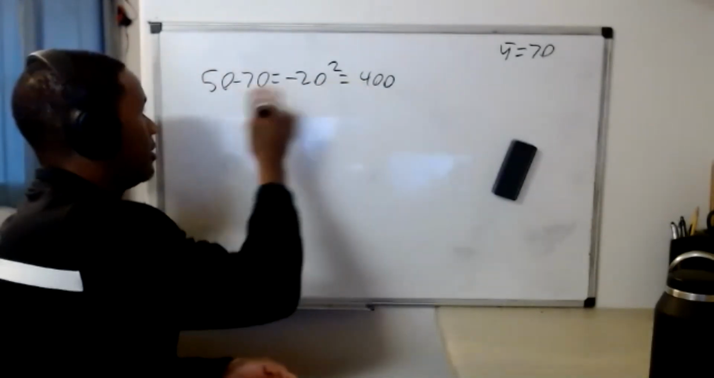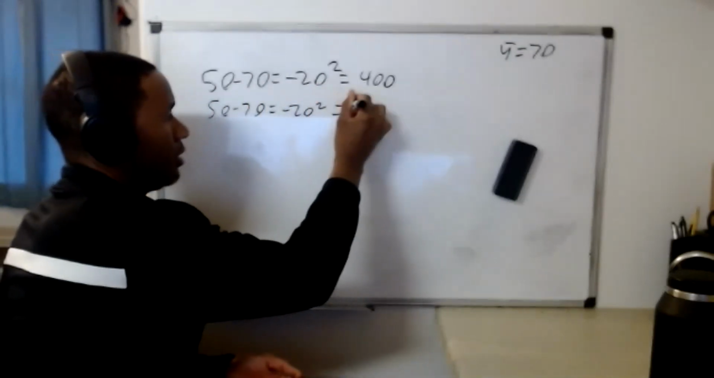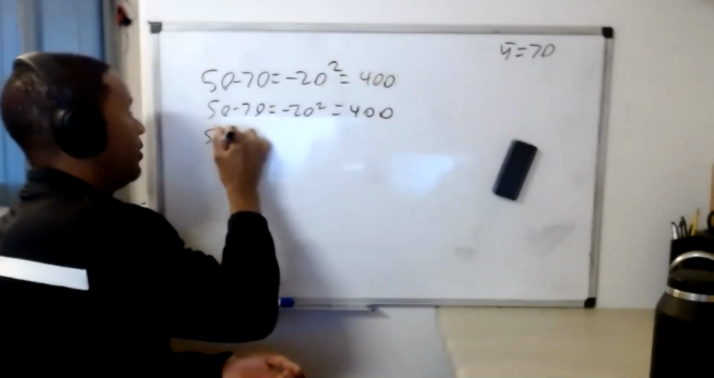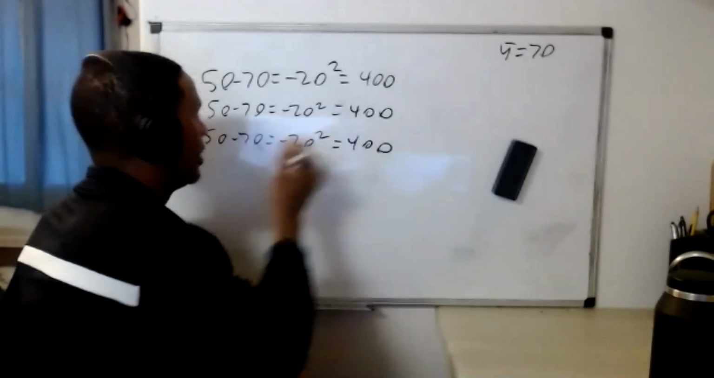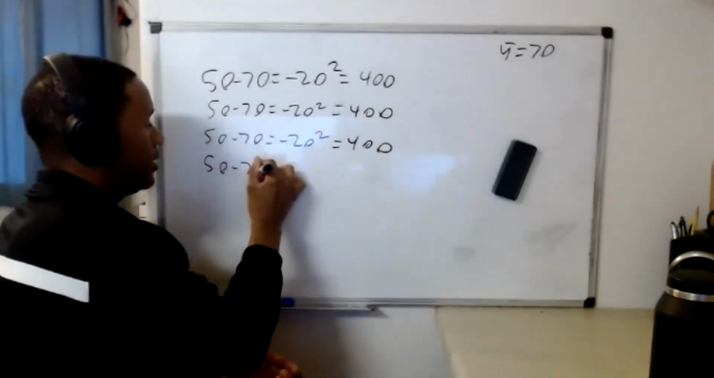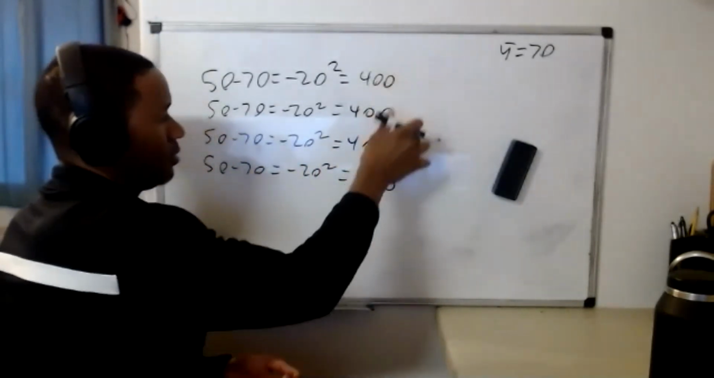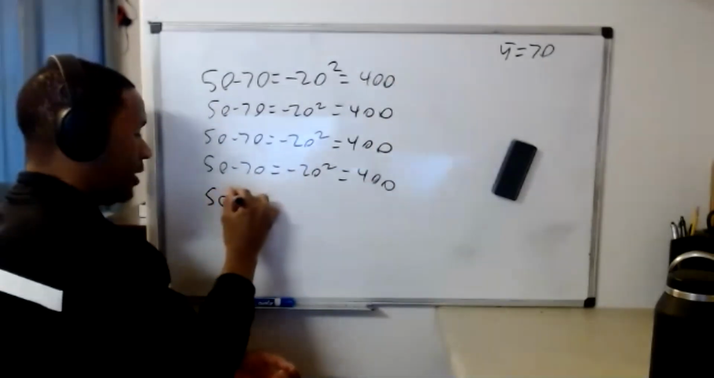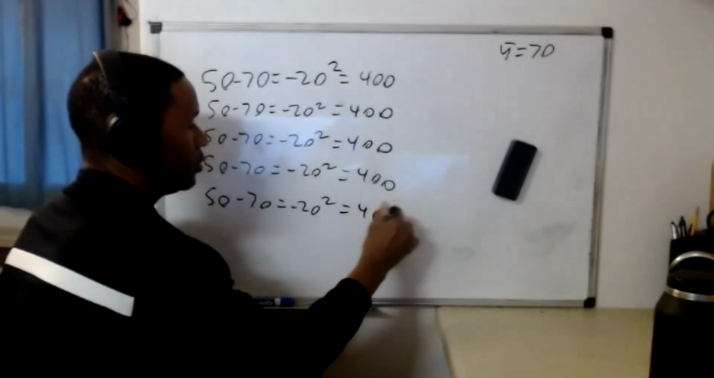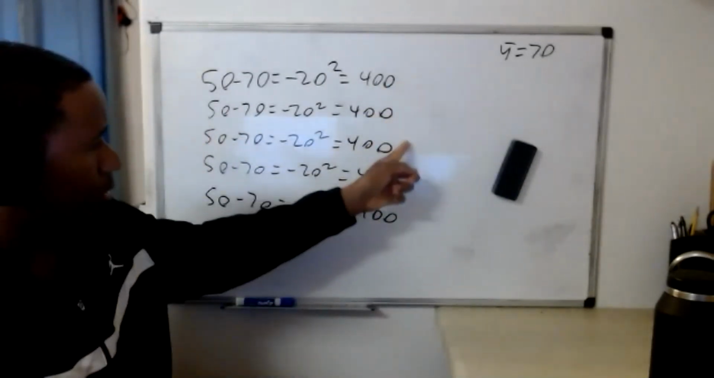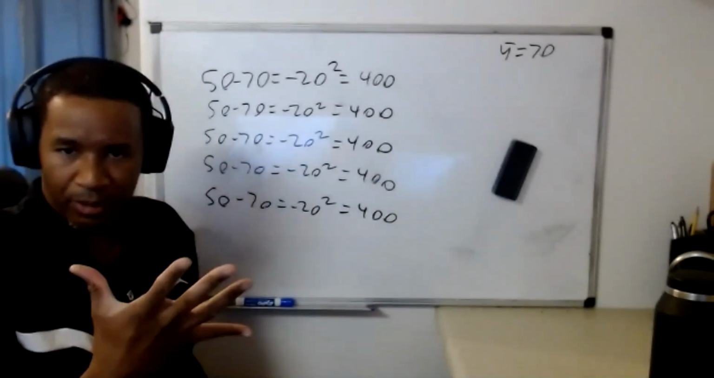50 minus 70 is going to give you negative 20. Square it up, you're going to get 400. Again, 50 minus 70 gives you negative 20, square it up and you get 400. Do it again, and you get 400. Then you do it one more time, 50 minus 70 gives you negative 20, square it and you get 400 as well. So 400, 800, 1200, 1600, 2000. If you were to do this 5 times, you would get 2000.